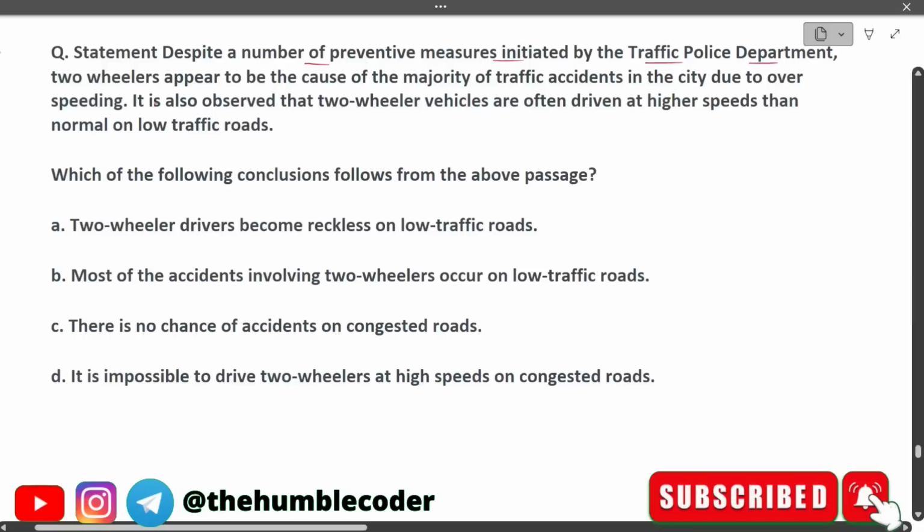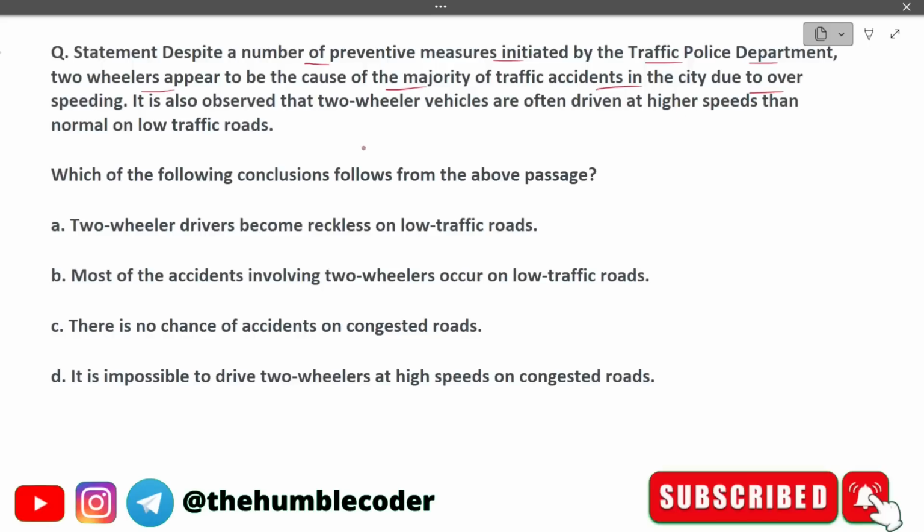The next question that we have is, this statement is, despite a number of preventive measures initiated by the traffic police department, two-wheelers appear to be the cause of majority of traffic accidents in the city due to over speeding. It is also observed that two-wheeler vehicles are often driven at higher speeds, okay, than normal on low traffic roads. So the question is, which of the following conclusions follow from the above passage? So based on the above passage, which of the following statements are correct?